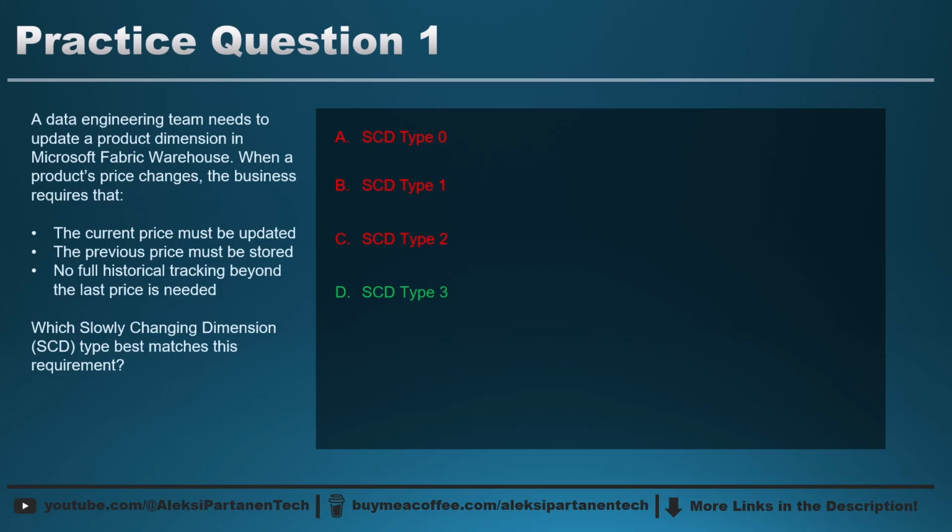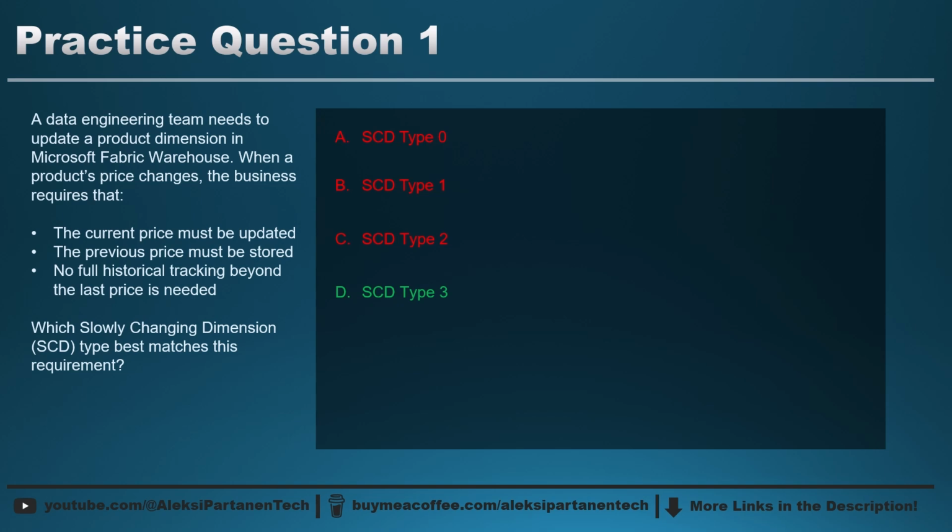Type 0 and 1 don't store history, so they won't work. Type 2 would technically work, but since the requirements say that no full historical tracking beyond the last price is needed, Type 3 is a better option than Type 2, which tracks the full history.